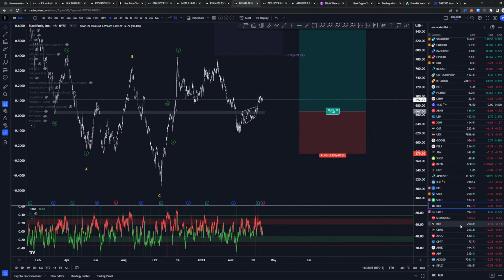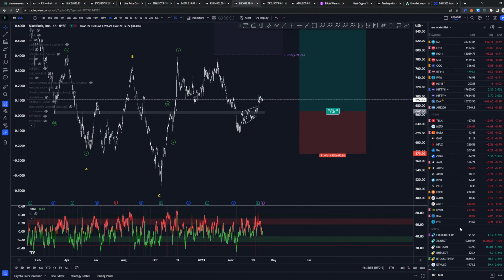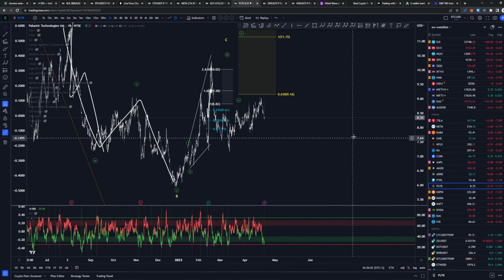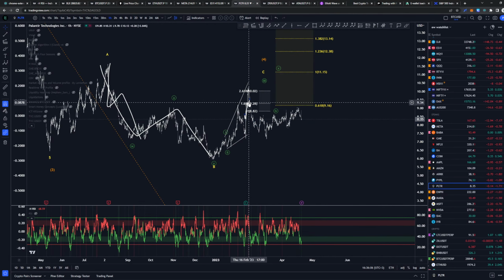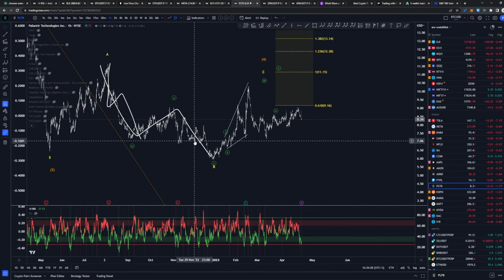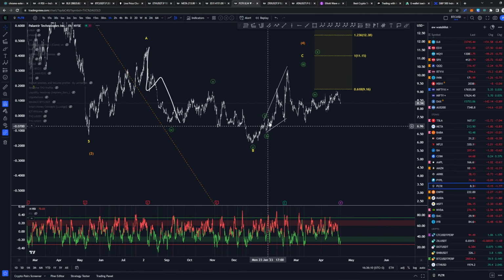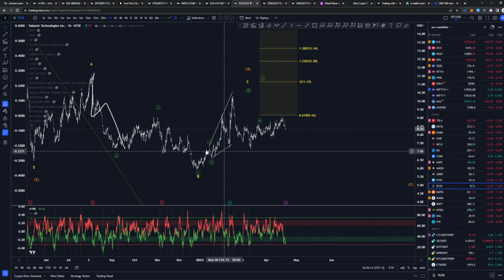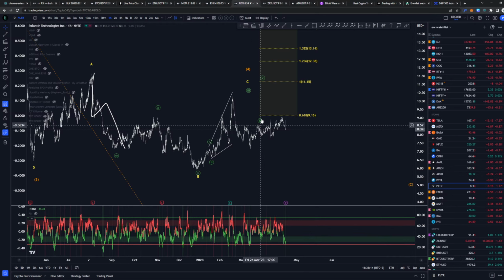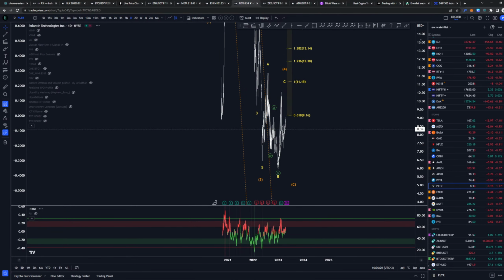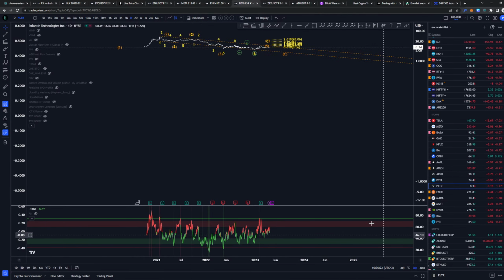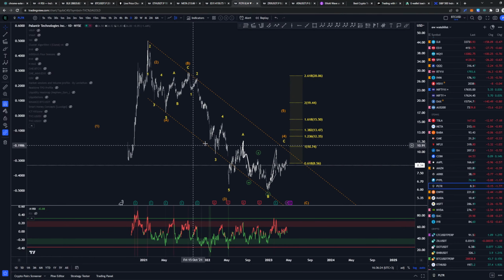PLTR, Palantir. I think I had it somewhere here. Palantir. I haven't watched this for quite some time, I don't think. Oof, yeah, this is very ugly. Very early on, I had this created. March, 1, 2. Just looking at wave 4 potential here. Check out log scale. I need to go in just a moment.